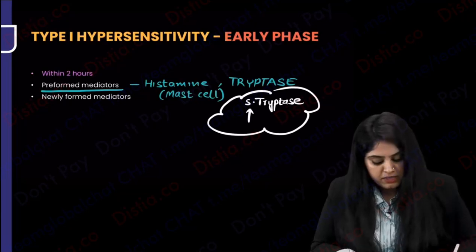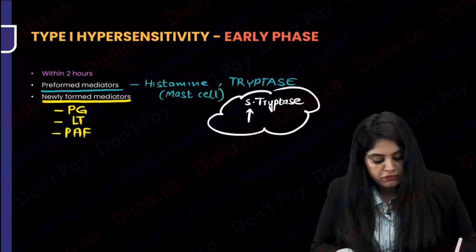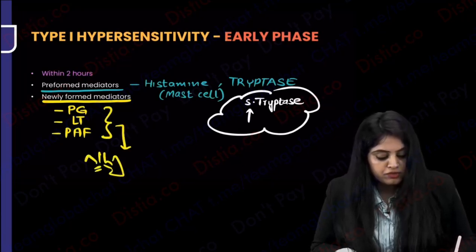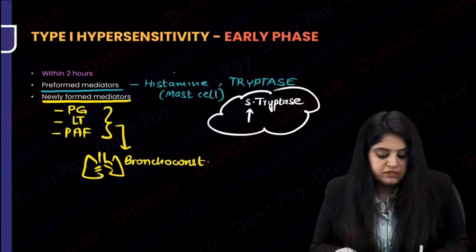Then newly formed mediators will also start coming. What are the newly formed mediators? Like you have prostaglandins, you have leukotrienes, you have platelet activating factor. These are all the newly formed mediators, and what do they result in? Everyone knows what is the effect of prostaglandins and leukotrienes on the lungs, all of them cause bronchoconstriction. For that matter, what does histamine cause?